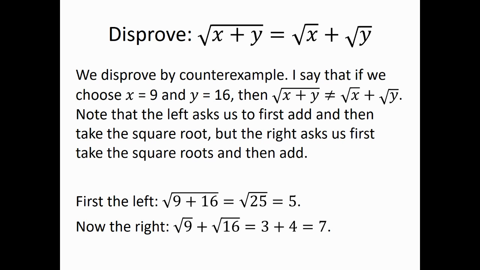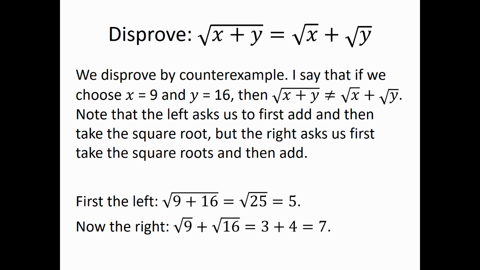I say let x equal 9 and y equal 16. And I say that in this case, the left-hand side, the square root of x plus y, is not equal to the right-hand side, that is the square root of x plus the square root of y. Before I show this, do note what the left and the right say and how they ask us to perform operations in a different order. On the left-hand side, we are asked to first perform addition and then take the square root of the result. On the right-hand side, however, we are asked to first take square roots and then add the results. So the order of the operations is different. On the left-hand side, it's addition and then take the square root. On the right-hand side, it's take the square root first and then perform addition.